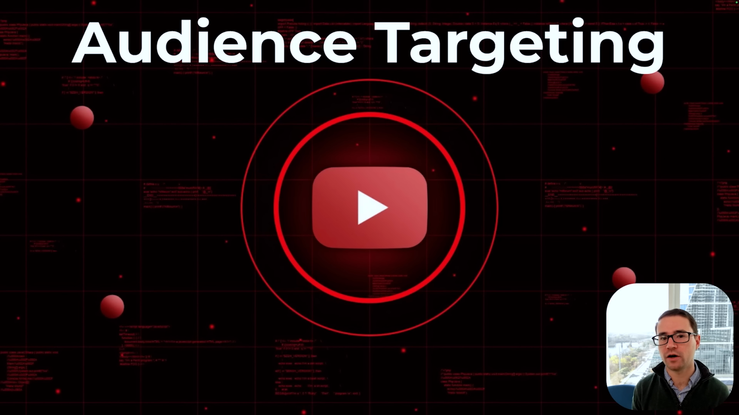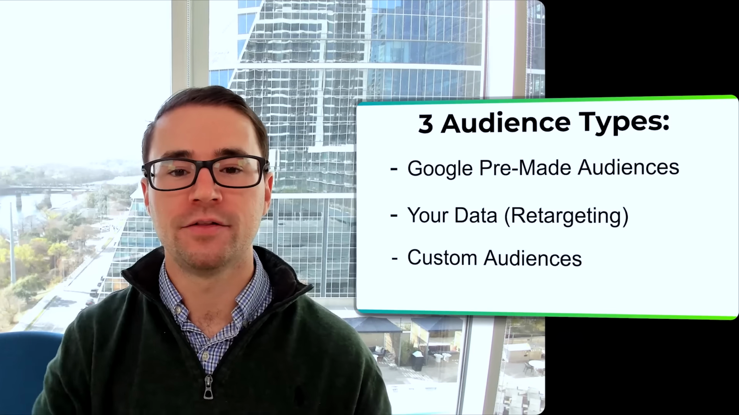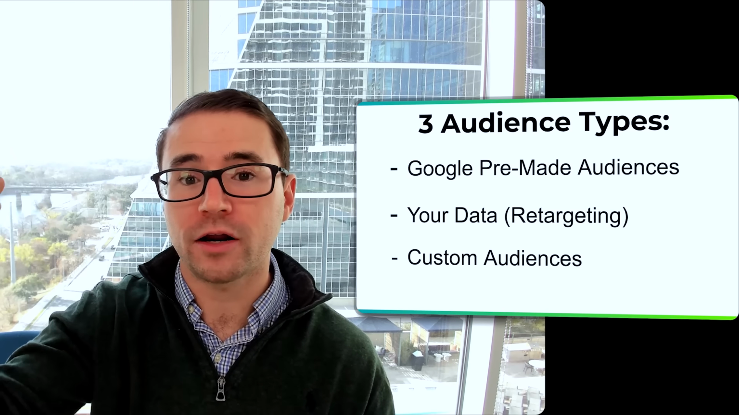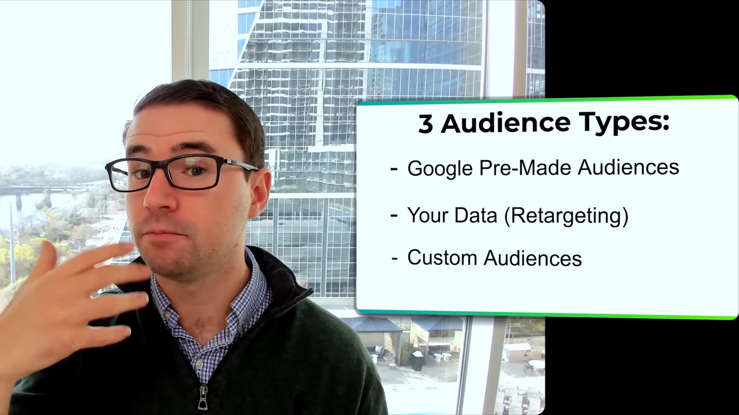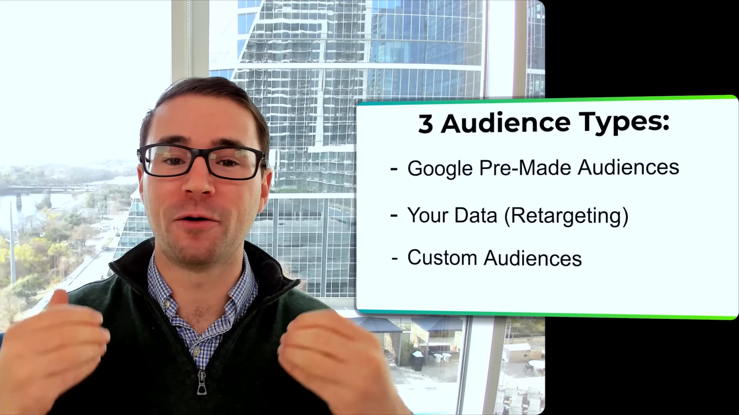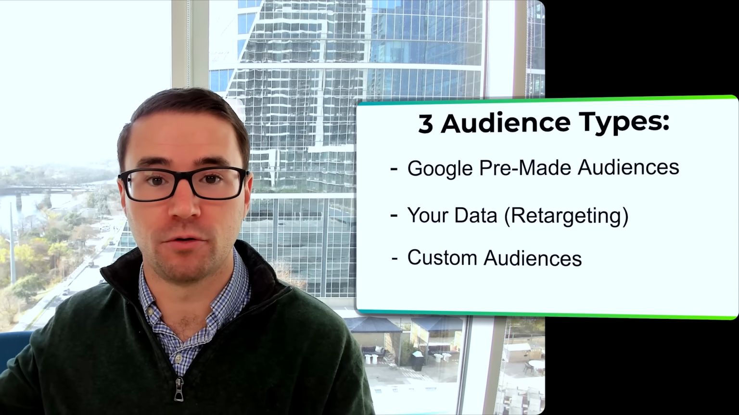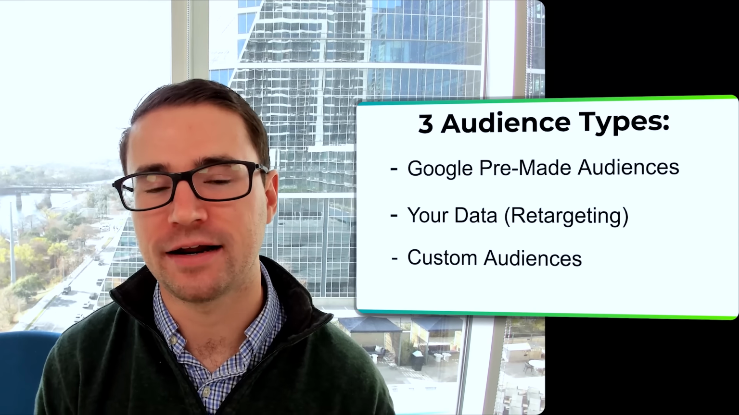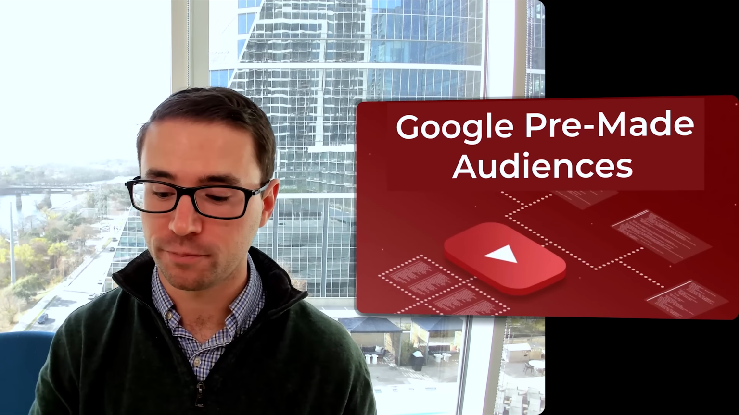Now, audience targeting is where you can actually choose exactly who your ideal audience is and make sure you're reaching the right people at the right time with these ads. Now, there are three main types of audiences. There's Google's pre-made audiences that Google's already created for you. There's leveraging your own data, so people who go on your website, people who watch your YouTube channel, and there's also custom audiences. Now, custom audiences is where we get into that alpha AI targeting strategy. That is one of the best ways to grow and scale with YouTube ads. But we're going to get to that in a second. First, we've got to start with Google's main audience targeting types, which are Google's pre-made audiences.